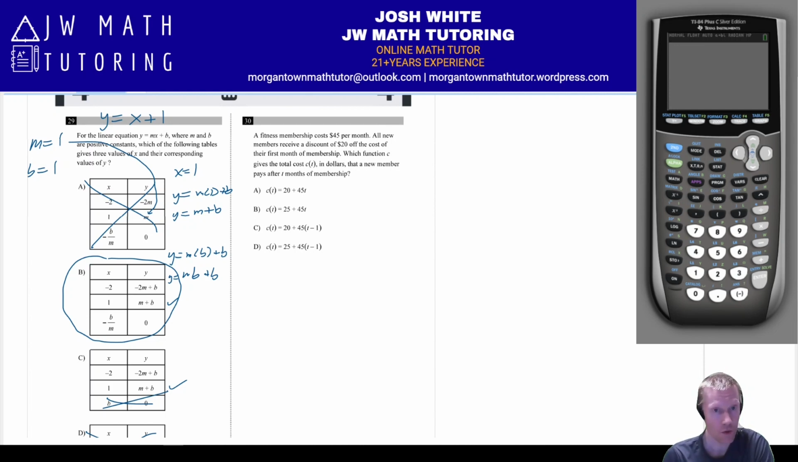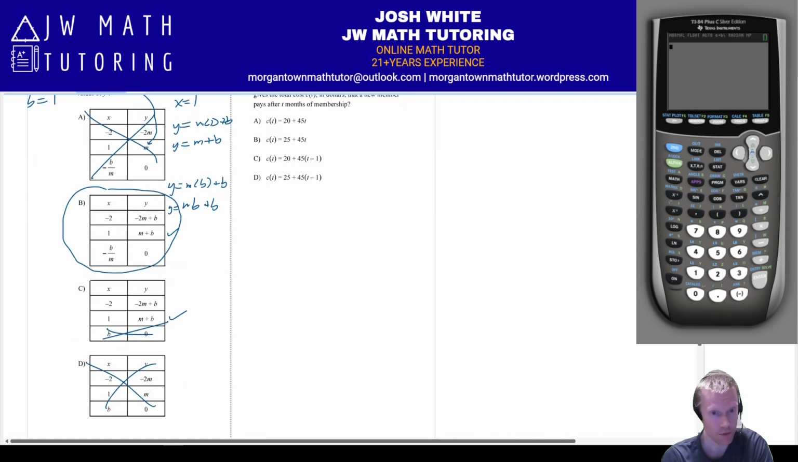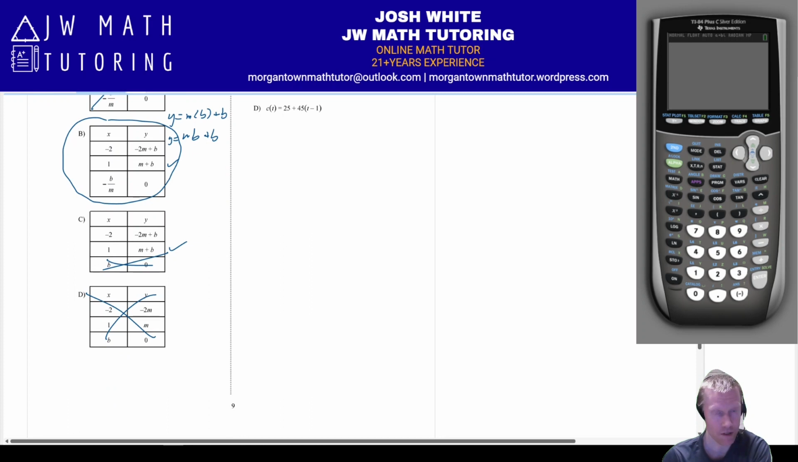Move on to B. Take 1, plug it in. 1 plus 1 is 2. Is m plus b equal to 2? Yes. Keep it. Same thing with C. And of course, D is going to be wrong because it has the same thing as A does. It has m, which would be 1 for our numbers, but it's really supposed to be 2.